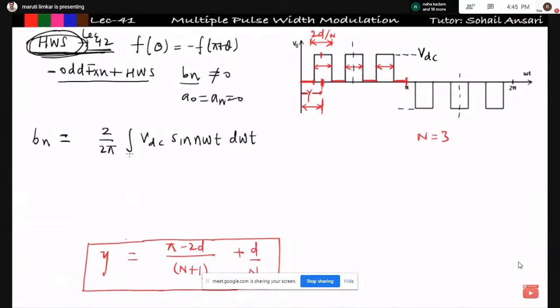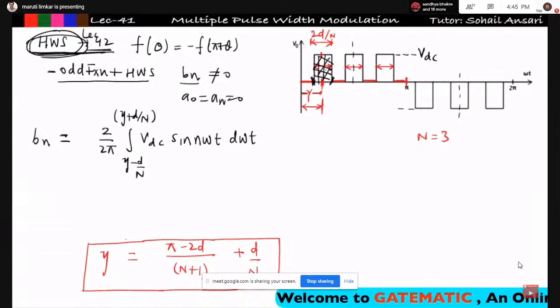Now how to take the limit? See, I am taking one cycle only. If I take one cycle, then this cycle goes from gamma minus d by n to gamma plus d by n. If I consider this cycle, then the limit will be gamma minus d by n to gamma plus d by n. I can write it like this, and this is the Bn of this pulse width, right?